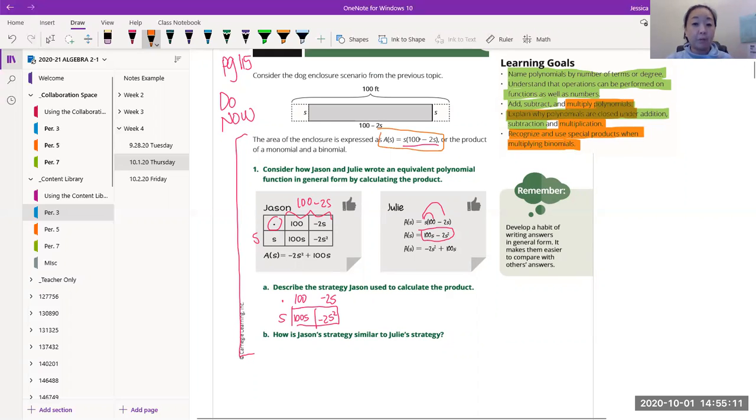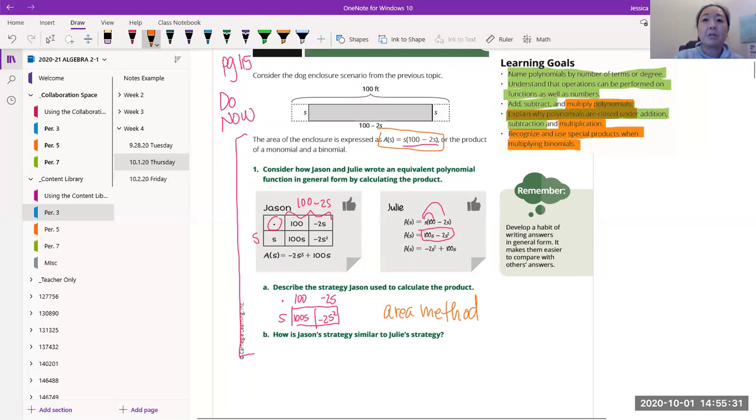And we've done this before. In Algebra 1, you should have been introduced to this kind of thing. And one way that Jason has done it, if you take a look here, is that he used the area method. So let me just write down area method. I call it the box method. Area method is the same idea.